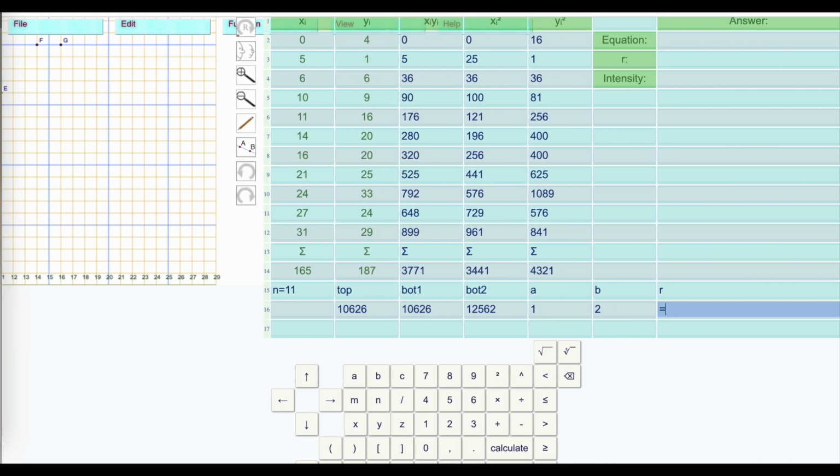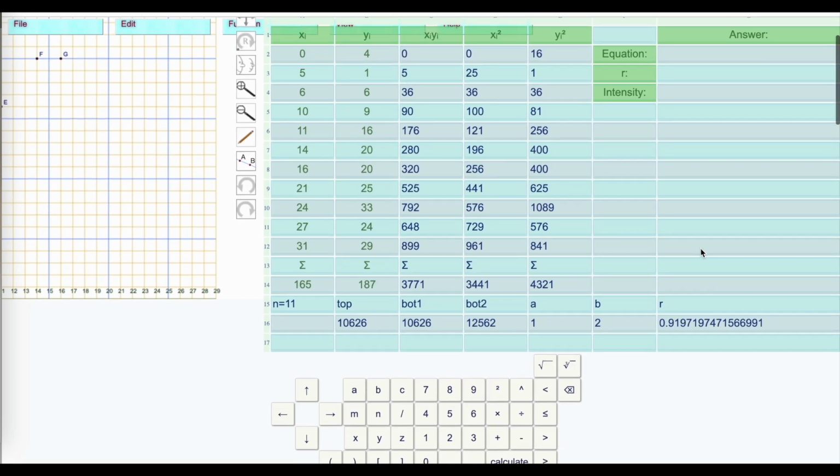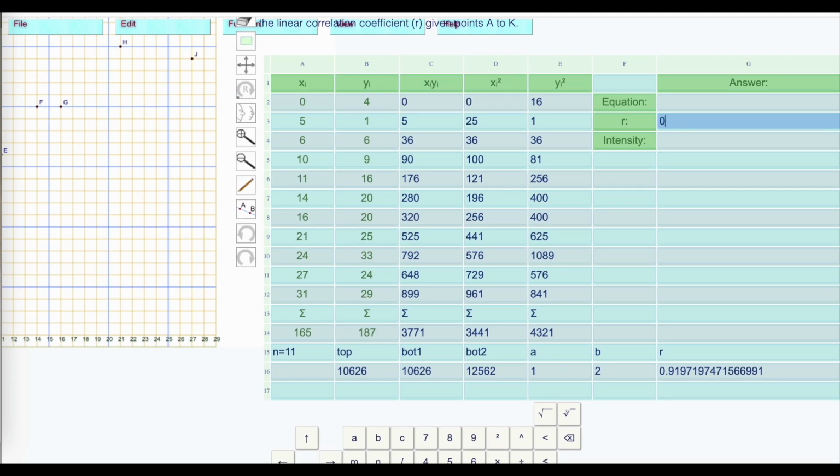The r, the linear correlation coefficient, is the top divided by the square root of the bottom 1 times the bottom 2, close the square root bracket. That gives us 0.919719. R is 0.919719. The equation is y equals x plus 2.